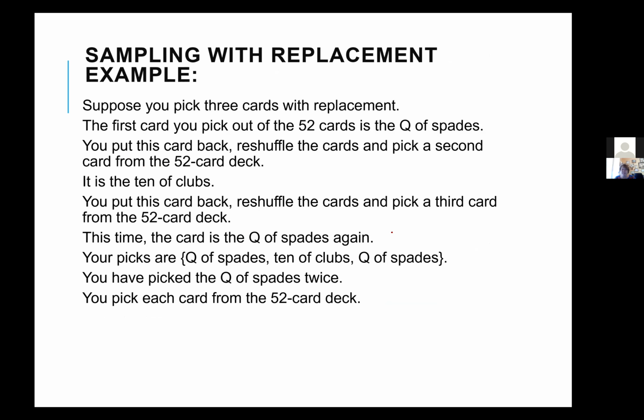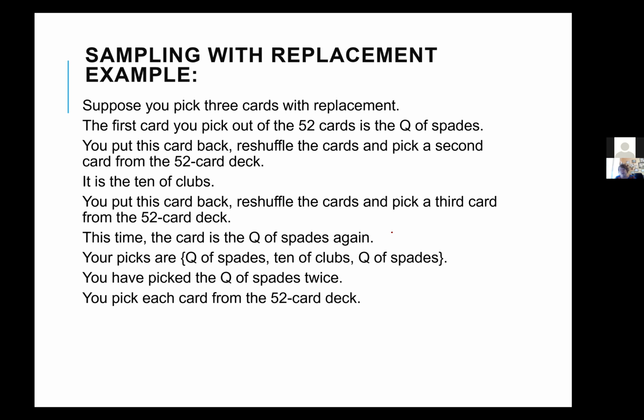So suppose you have a deck of 52 cards and you pick 3 cards with replacement. The first card you pick out of the 52 is the Queen of Spades. You put this card back in the deck and you reshuffle the deck. And the reshuffling of the deck ensures the randomness of your second pick.